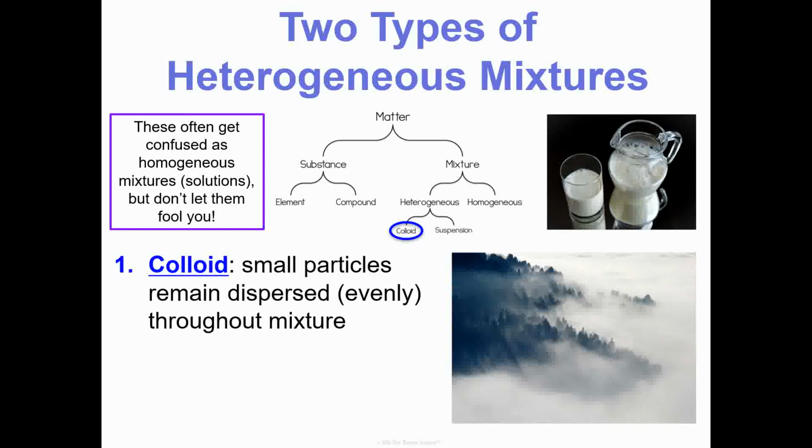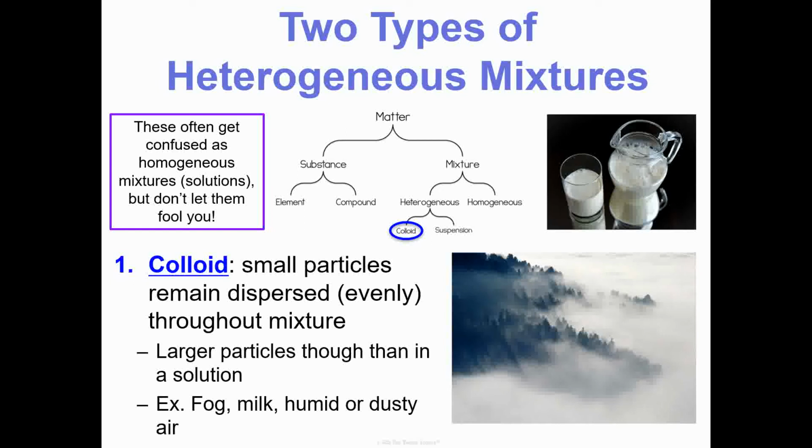The first is a colloid, which are very small particles that are dispersed evenly throughout the entire mixture or solution. They are larger particles than would be in a normal solution. So if you have a solution like Kool-Aid in water, those particles are so small they dissolve in the liquid. So they would be a homogeneous mixture. However, with colloids, these particles are slightly larger than solution particles, but they are still small enough to where it looks like an even distribution throughout.